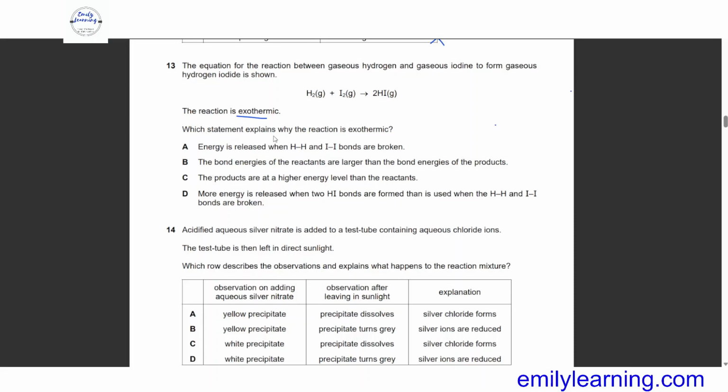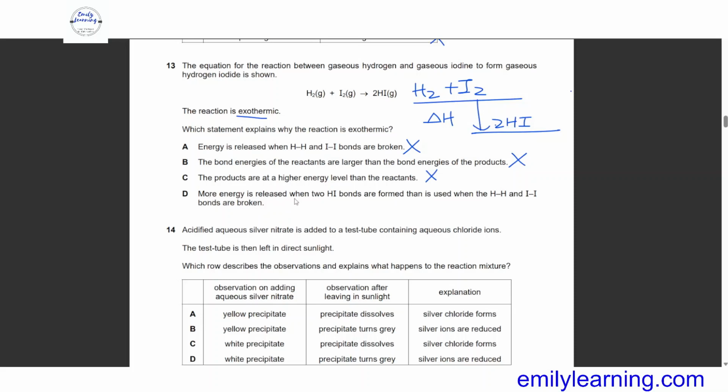So let's take a look at these statements and see which statement explains why the reaction is exothermic. So A, energy is released when HH and II bonds are broken. This is wrong because bond breaking is endothermic. Energy is absorbed. B, the bond energies of the reactants are larger than the bond energies of the product. This is also wrong because for an exothermic reaction, the bond energies of the products are larger than the bond energies of the reactants. Next, C, the products are at a higher energy level than the reactants. No, the products are at a lower energy level than the reactants, so that your energy can be given out. So this is wrong.